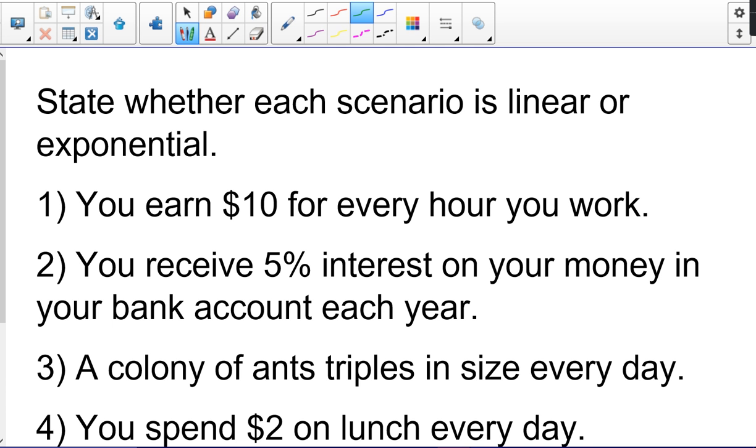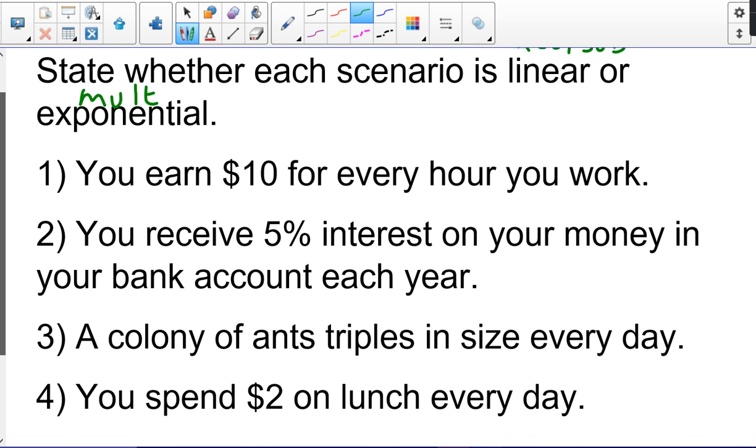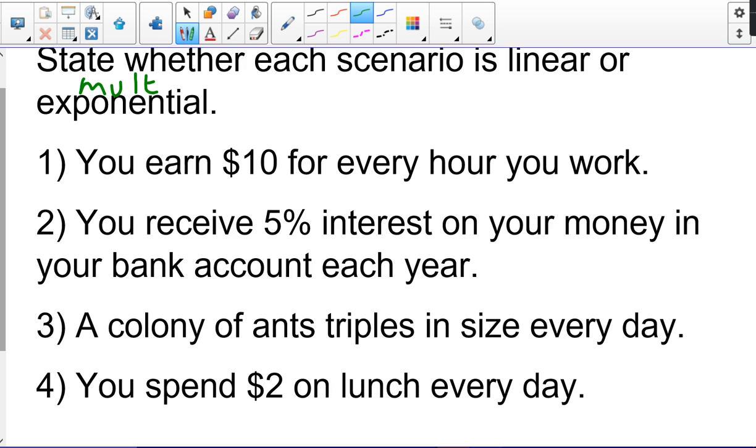Next, we want to know if each scenario is linear or exponential. For a linear scenario, we're going to be adding or subtracting. We have a constant rate of change. For an exponential function, we are multiplying. We have a constant factor. So look through these 4 scenarios and decide which ones are linear and which ones are exponential.